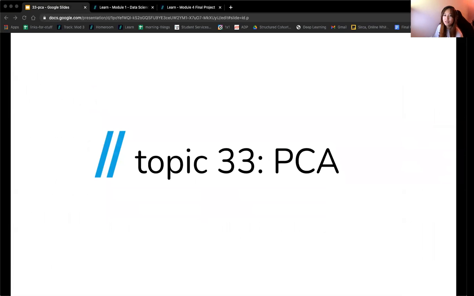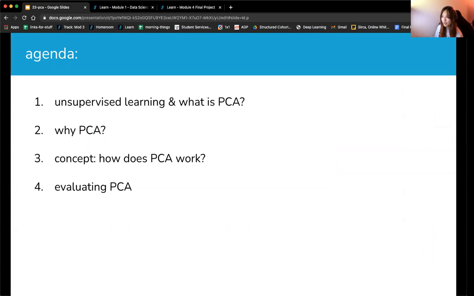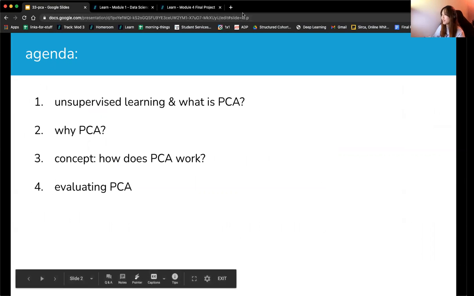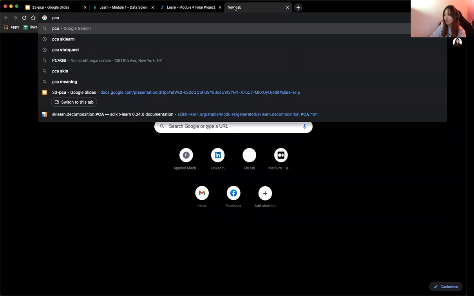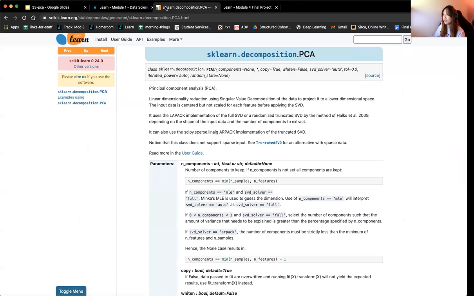So today's topic, we're going to be talking about PCA. And quick overview, we're going to talk about unsupervised learning because everything we've been doing so far is supervised learning. So we'll talk a little bit about that and what PCA is. We'll talk about why we will want to do PCA, how it works, and how we evaluate. Oh, and before I forget, let me just pull up the documentation so that I have this for reference.